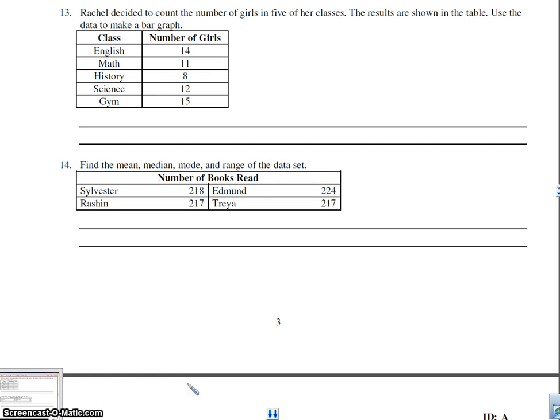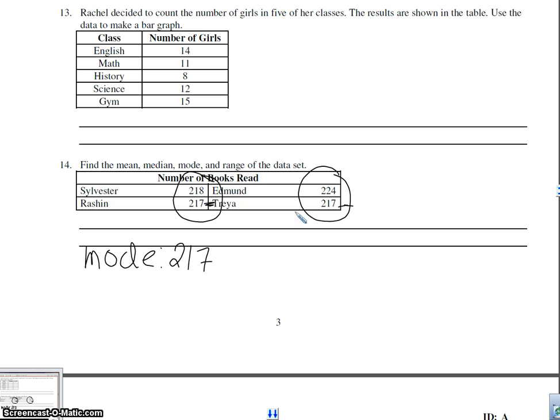This is the second part of your study guide, so we're on question number 14. Find the mean, median, mode, and range of the data set. So start with the easiest ones first. Let's look for the mode. Which number appears the most? Well, I've got four numbers, and 217 is the only one that repeats more than once. So that means my mode is 217.